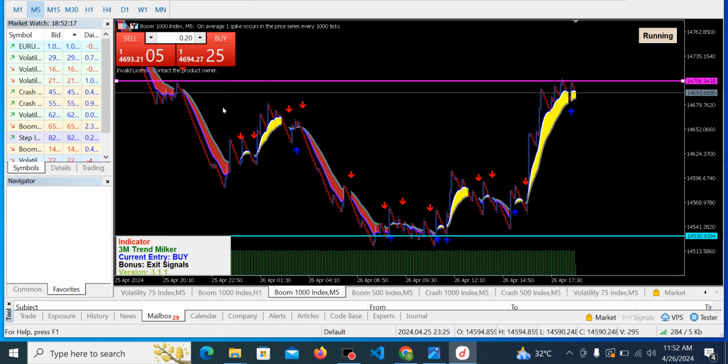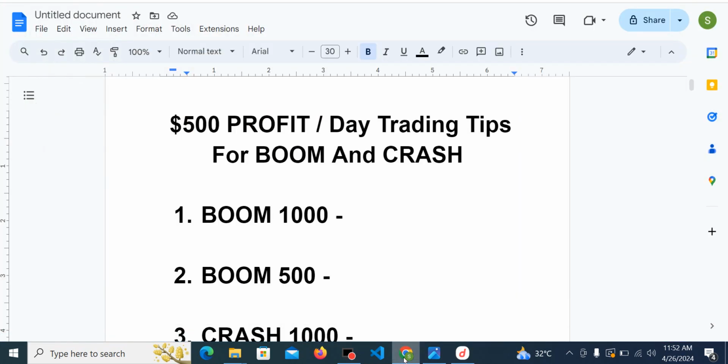Okay guys, this is boom 1000. I'm on 5-minute time frame using the 3M trend Milka trading indicator. This had been on downtrend. You can see the red flag and the red arrows. But it got to the support zone and played around there for a while because it was unable to break out below it. So it started an uptrend right from there, so it has been buying since then. We just needed to break out above this resistance zone so that it can keep on buying. So this is going to be giving us more of a buying opportunity than a selling opportunity.